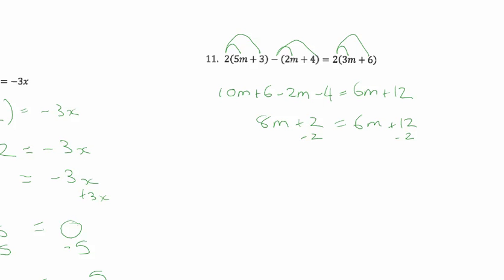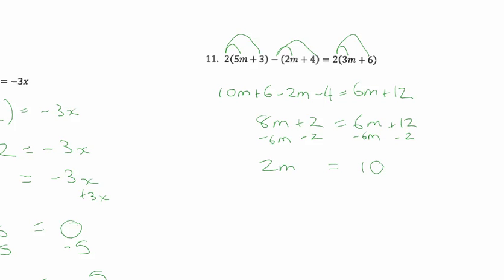At the same time, I'm going to save a bit of time. I'm going to subtract 6m from this side and subtract 6m from this side. Why do it in 2 steps when you can do it in 1? So let's see what we've got. 8m minus 6m is just 2m. Plus 2 minus 2 is 0. 6m minus 6m is 0. And plus 12 minus 2 is 10.